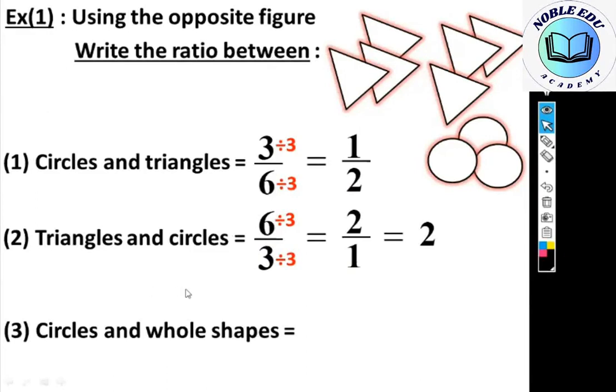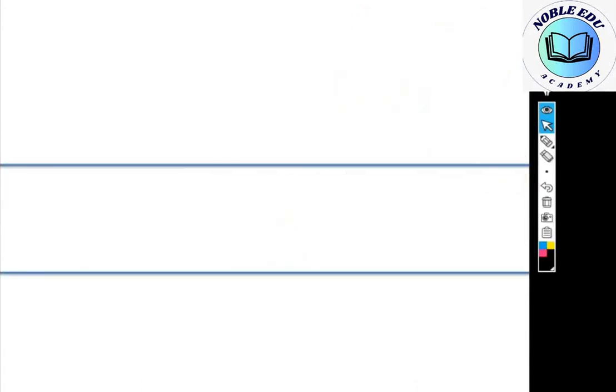Okay, circles and whole shapes. Circles is what? 3. And what about whole shapes? The total shapes is what? All the numbers. I have 6 triangles and 3 circles, so the total number is 9. So circles 3, write 3 up, and 3 plus 6 equals 9, so 3 over 9. Now simplify 3 over 9. Yes, you can divide both numbers up and down by 3. 3 divided by 3 is 1, and 9 divided by 3 equals 3.